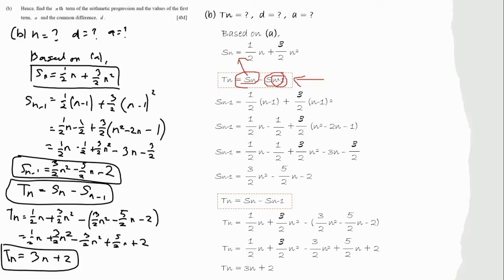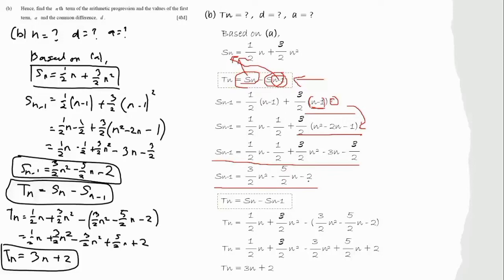To find Sn minus 1, we substitute n minus 1 into this equation, and we get Sn minus 1 equal to 1/2 multiplied by n minus 1 plus 3/2 (n minus 1) squared. Here, this is squared for the value in the bracket, so we have to solve this first. We get n squared minus 2n plus 1. Solving this, we get 3/2 n squared minus 3n plus 3/2. Simplifying, we get Sn minus 1 equal to 3/2 n squared minus 5/2 n plus 2.